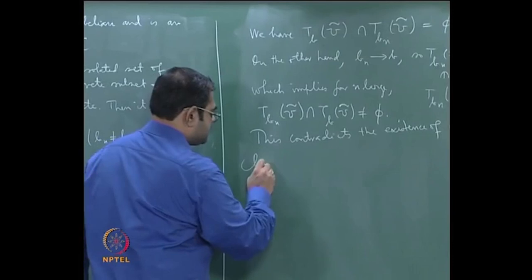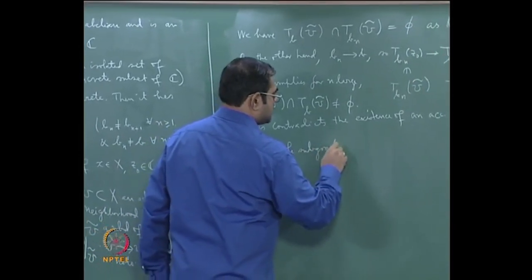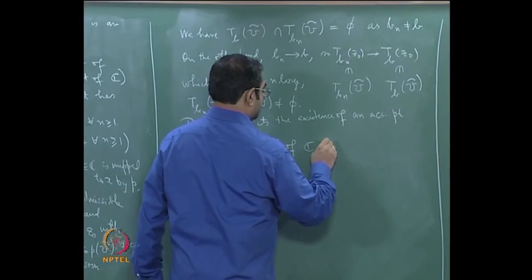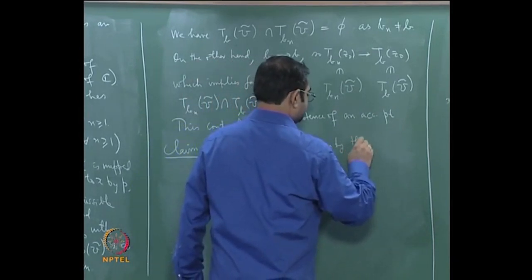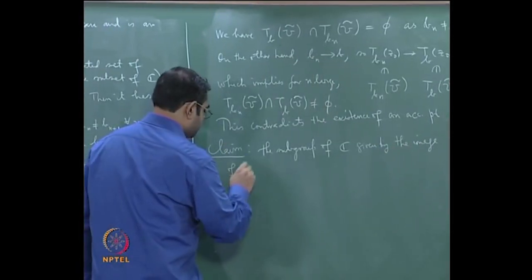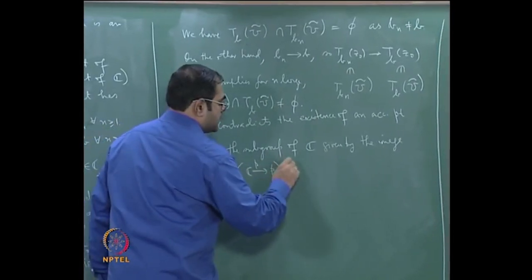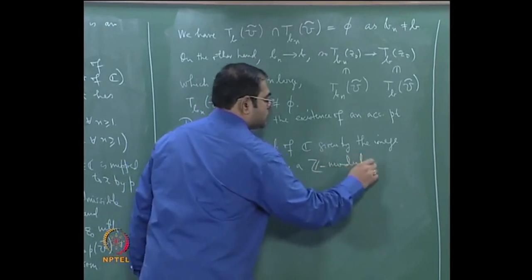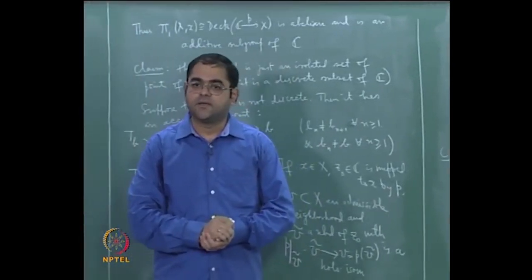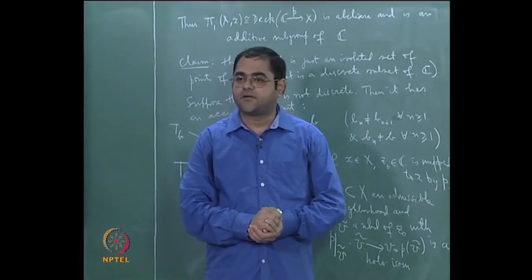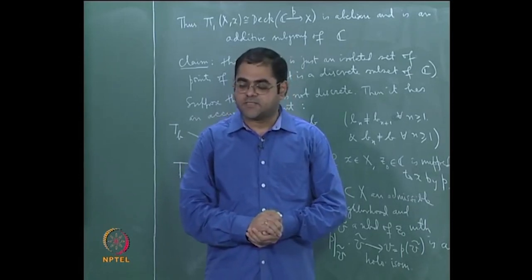So claim: the subgroup of C given by the image of the deck transformation group is a Z module. So this is the next point. Now I need to tell you what a module is. A module is to a ring what a vector space is to a field.